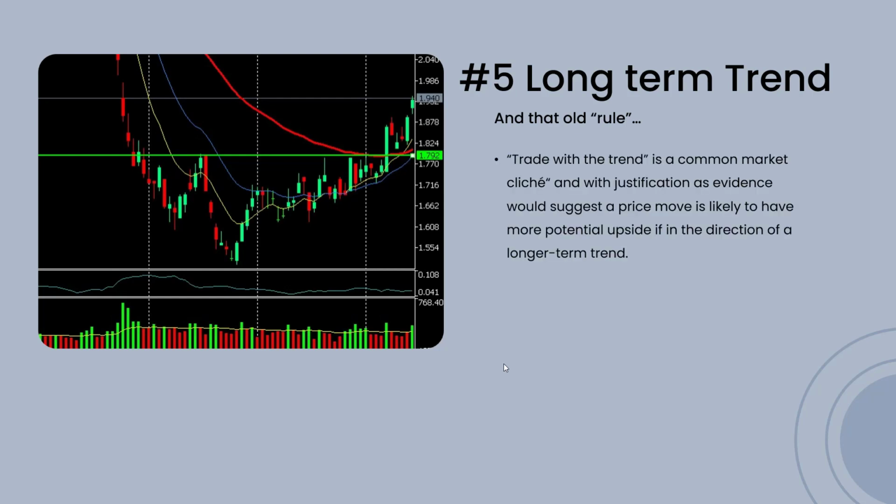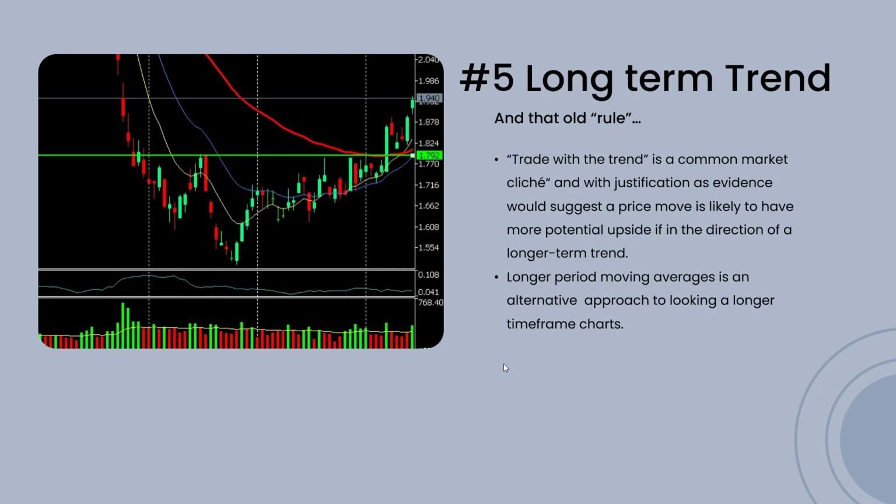The reality is, even if it is a common market cliche, there is sufficient evidence that justifies this as an approach and would suggest a price move has more potential upside if it is in the direction of a longer term trend. Now, there are a couple of options here for looking at this.